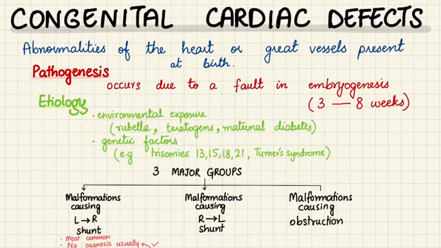Congenital cardiac defects are abnormalities of the heart or the great vessels which are present at birth. These usually occur due to a defect during the embryogenesis process early in development, that is during the 3 to 8 weeks. The etiologies mainly include environmental factors such as rubella, teratogens, and maternal diabetes, and also some genetic factors, for example, in trisomies 13, 15, 18, and 21, and also Turner syndrome.